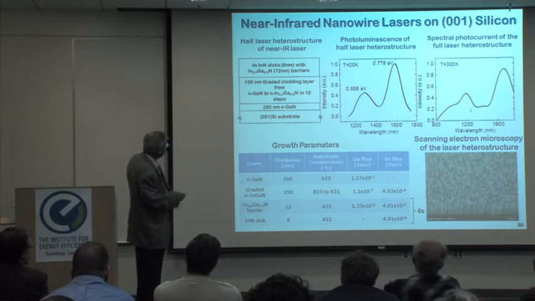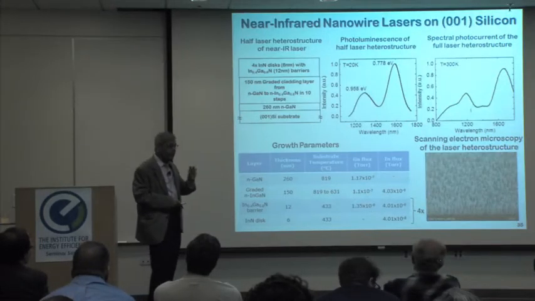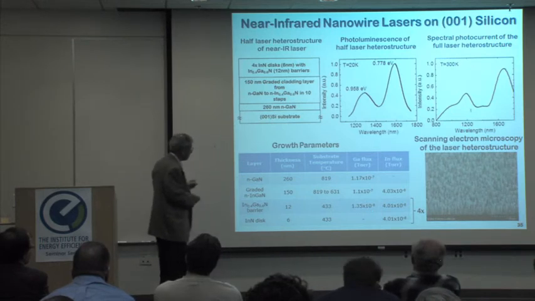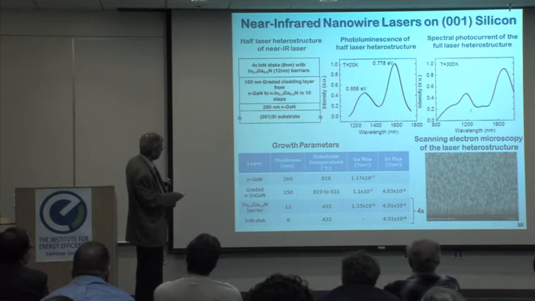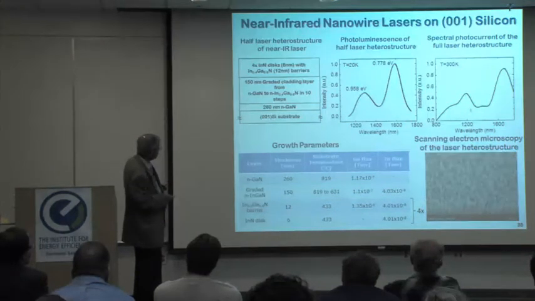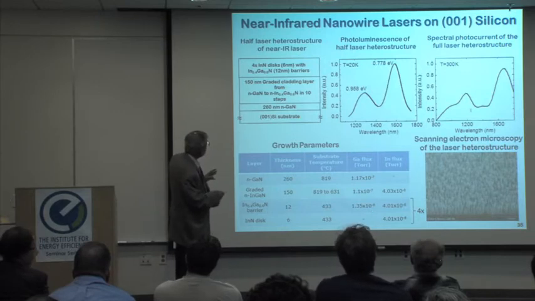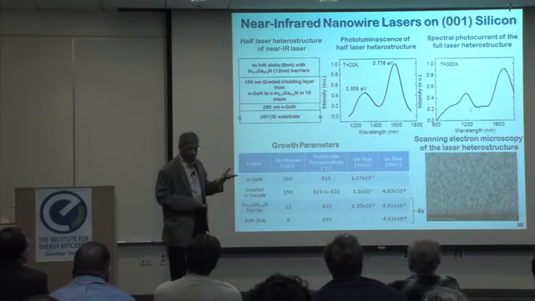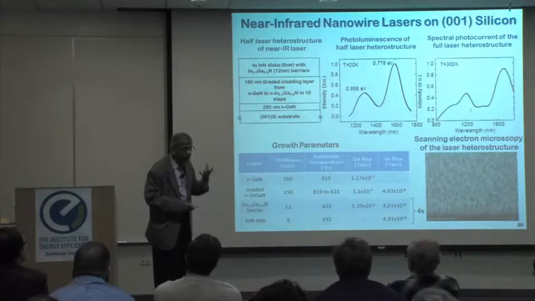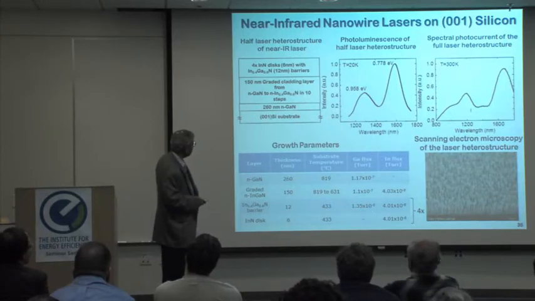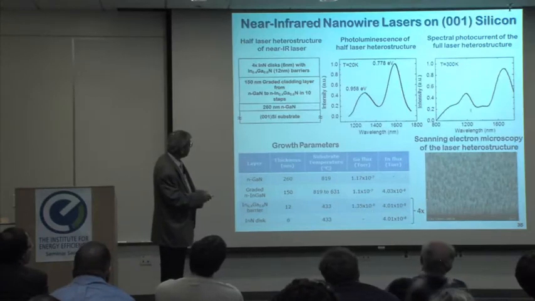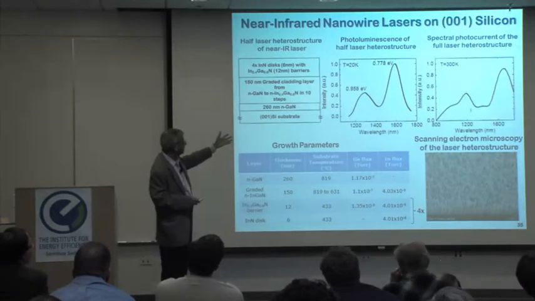So here is, because of our detector limitations, we could not measure the room temperature photoluminescence, but here's photoluminescence at low temperature. We still don't understand why we get this second peak. My students think it's just a second phase that's there in the indium nitride region. And we made a detector. Before we made a laser, we made a detector out of this.